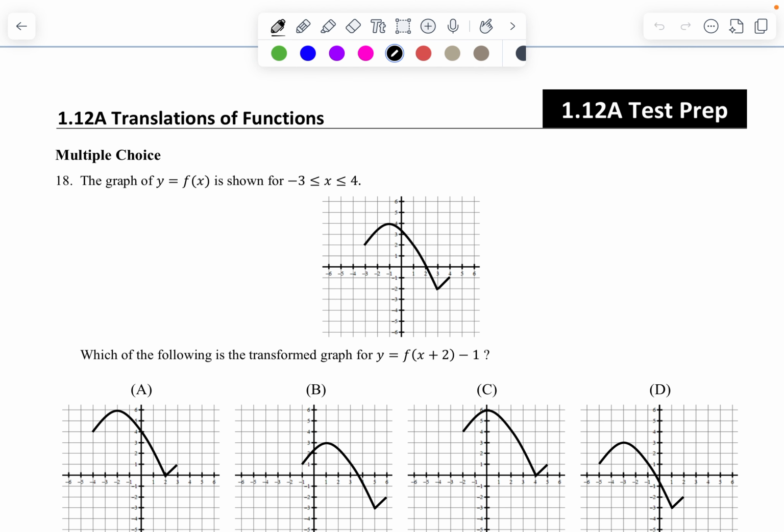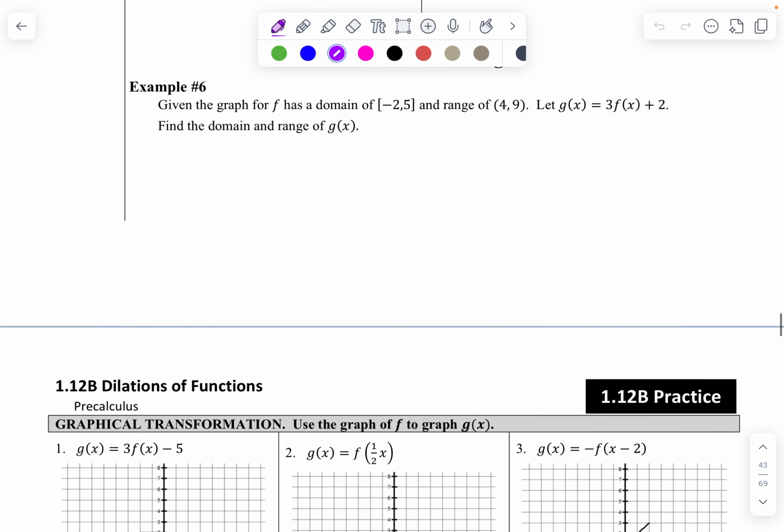Hey everybody, today we're talking about section 12B.